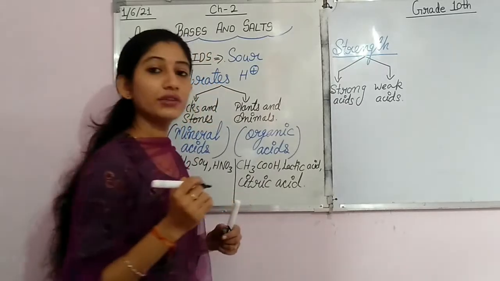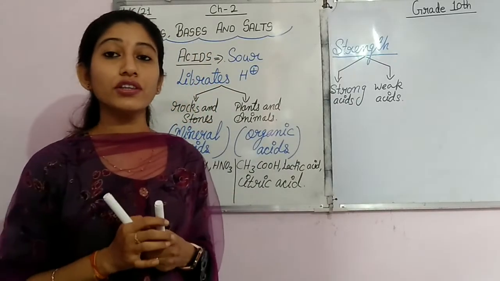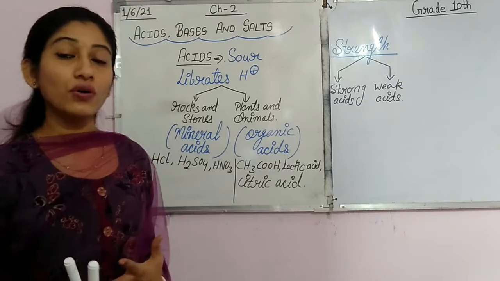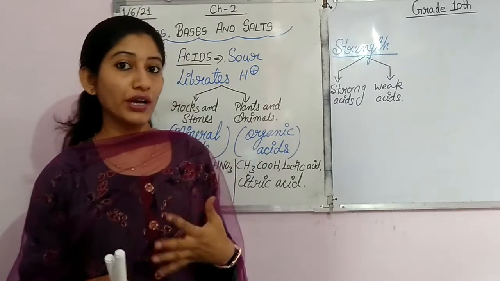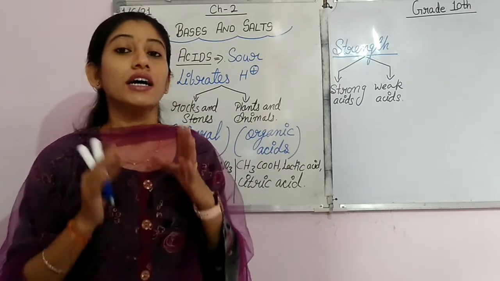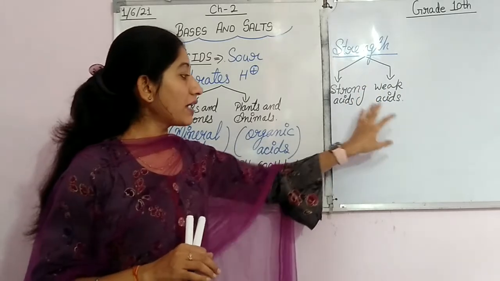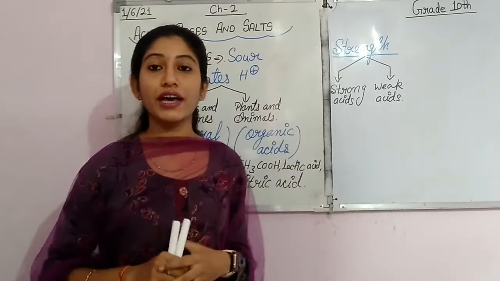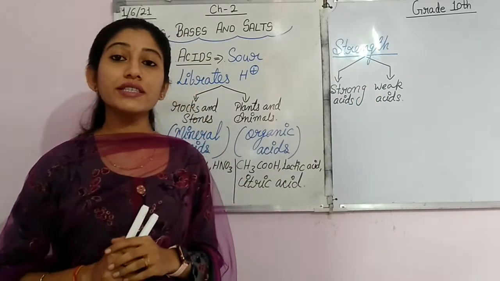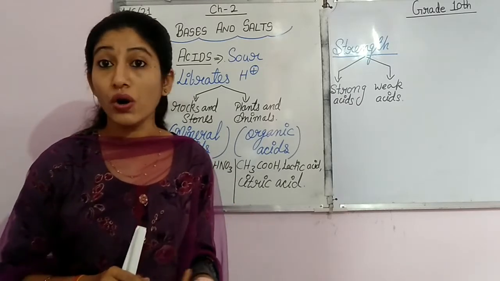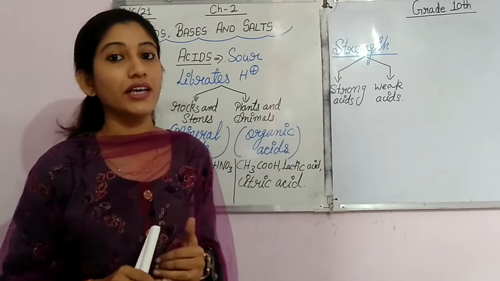Okay, but I told you that when we talk about the strength of the acids, because here we have many types of acids, some acids are strong and some acids are weak. So according to that, we can say that acids are of two types, strong acids and weak acids. Now how we will say that? First let's see which acids are the strong acids and which acids are the weak acids.